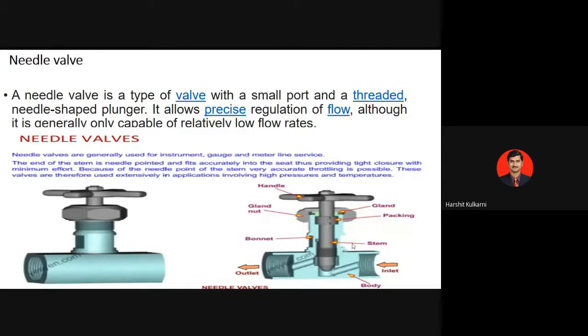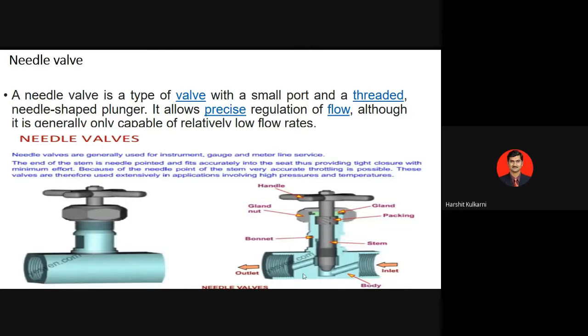So where low flow rates are there and you want to control that flow rate, they go for needle valve. It will have a knob. This is like a tap, which you operate. It's similar to that. So what is the construction part of it? You can see it has so many elements. The end of the stem is a needle which is pointed and fits accurately into the seat. It provides a tight closure with minimum effort.